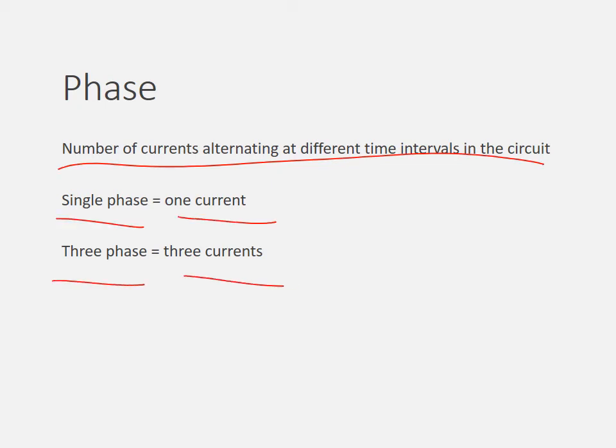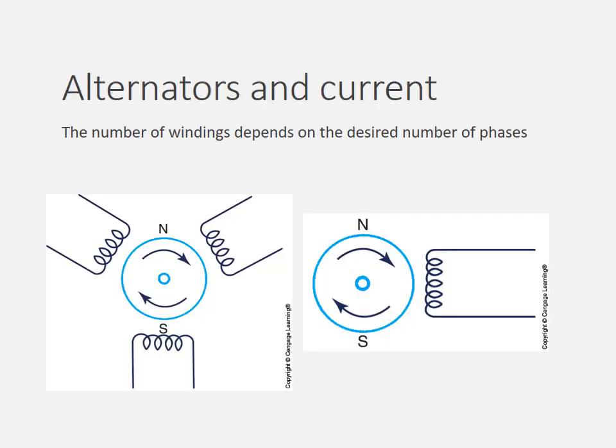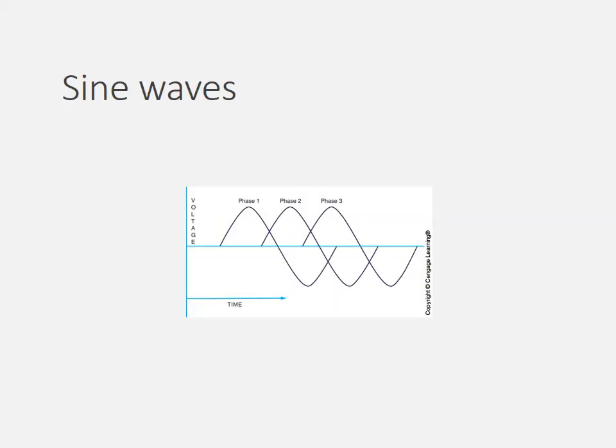Three phase, three currents. Is there two phase? No, there is no two phase. There's only one or three. Why? You will see visually why that is the case. Here, 1, 2, and 3, one after the other. This one will hit first, then the second, and then this one. This is what happens, one after the other. So you have three phases, three currents riding on the same line.